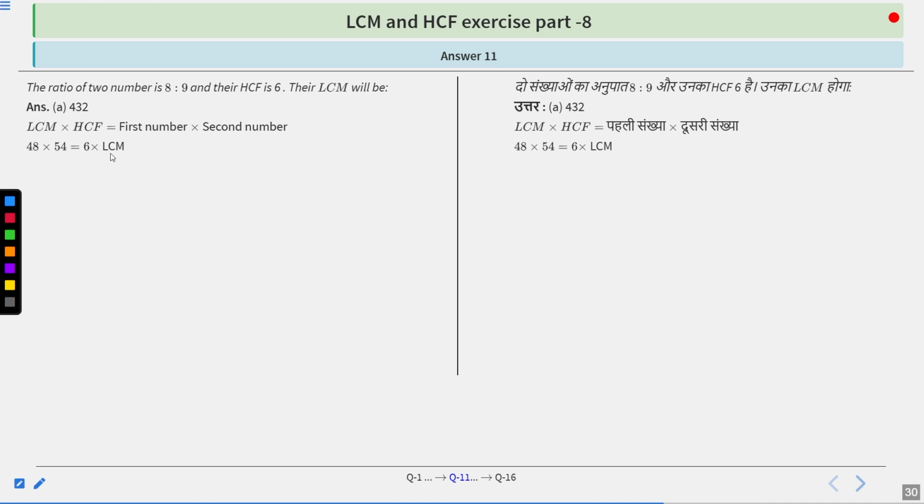So 6 into LCM. First number was 48 and second number was 54. So LCM is equal to 48 into 54 upon 6. That is 432, the LCM. Option number A is the correct answer.